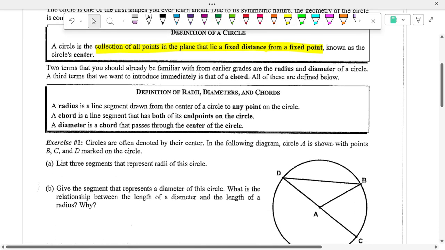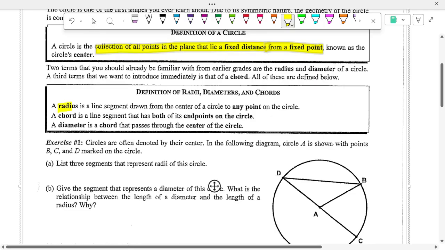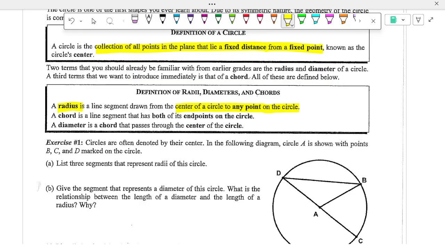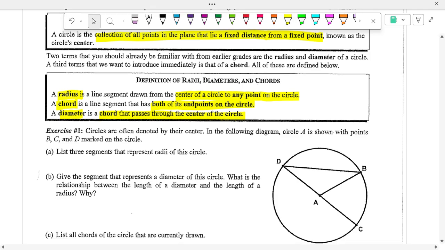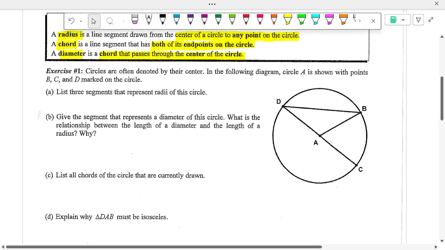Now, some different types of segments. You've got a radius, which is a line segment drawn from the center of the circle to any point on the circle. A chord, which is a line segment that has both of its endpoints on the circle. And a diameter, which is a chord that passes through the center of the circle. All right. So let's do some questions involving this.